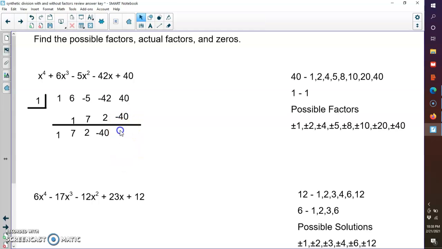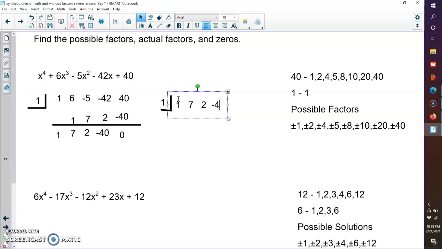And it's always nice when the first term works. Now, when it's an x to the 4th, we've got to do it twice. Now, I have to try that one again. It may not work. It probably won't work, but it could. So we do have to try it again with the depressed equation: 1, 7, 2, negative 40. And now we've got to find that second factor. Let's see if we can find it here.